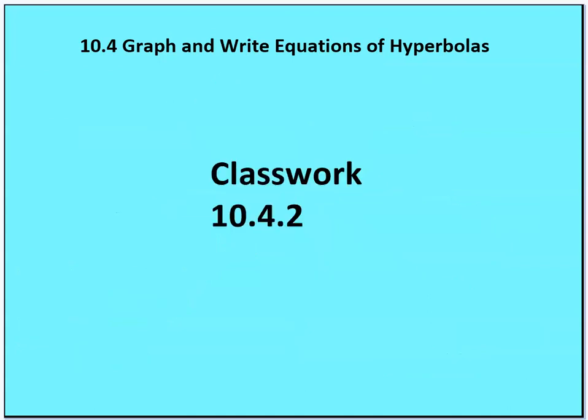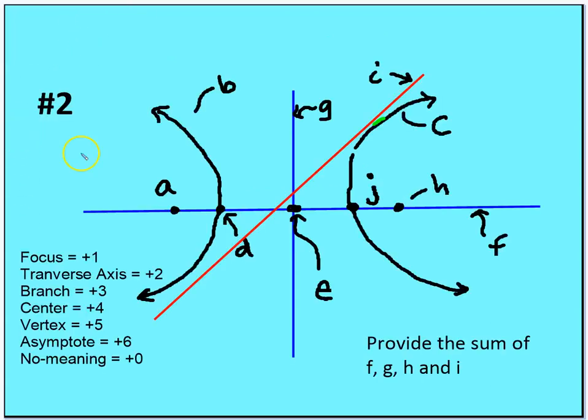This brings us to our second set of classwork problems, and same thing here. I have numbering or values for all of the parts of a hyperbola, and so I want you to find the sum of F, G, H, and I. I'm going to leave this here for a moment.